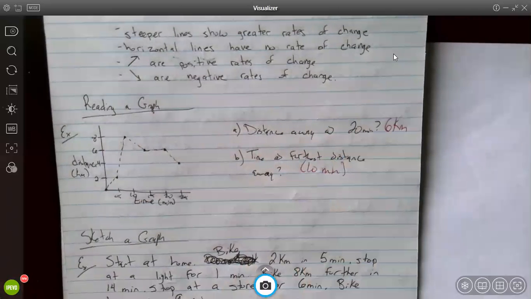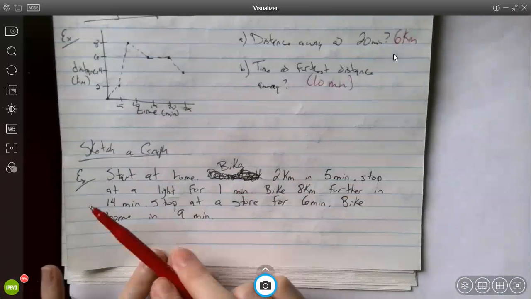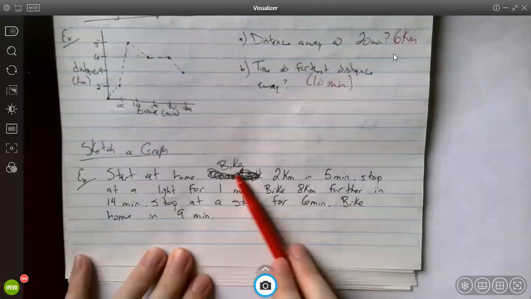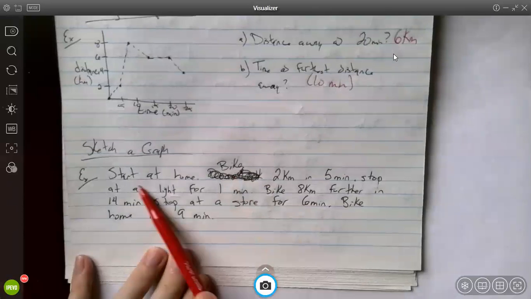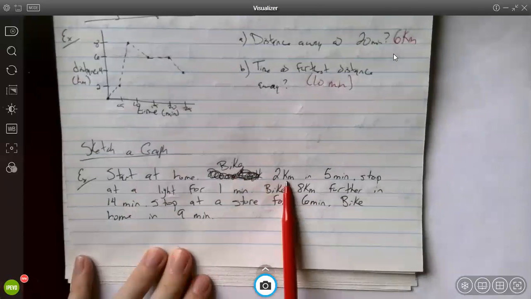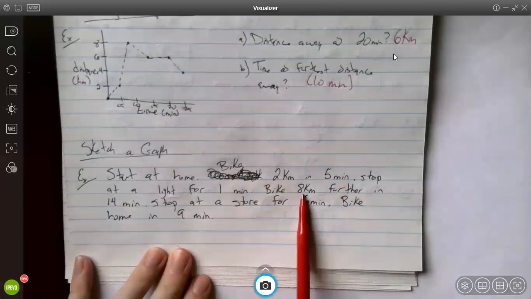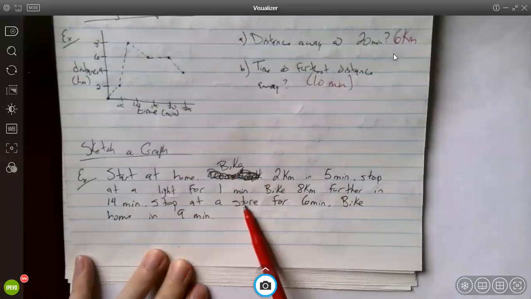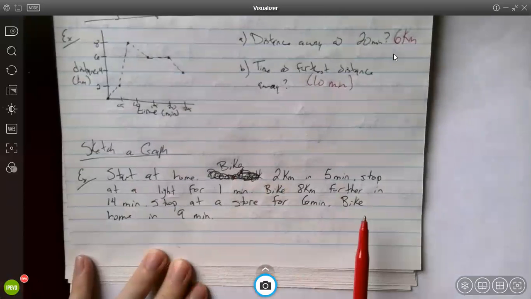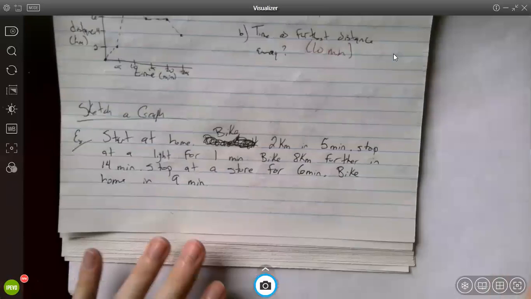Okay? You also have to be able to sketch a graph. So this is an example of a scenario that you might have to sketch the graph for. So start at home, then bike 2 kilometers in 5 minutes, stop at a light for 1 minute, bike 8 kilometers further in 14 minutes, and then stop at a store for 6 minutes. Lastly, bike home in 9 minutes. So let's look at what the graph for this might look like.